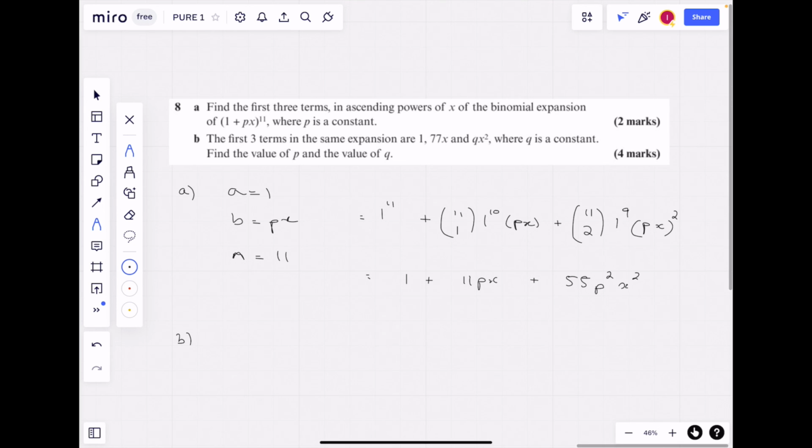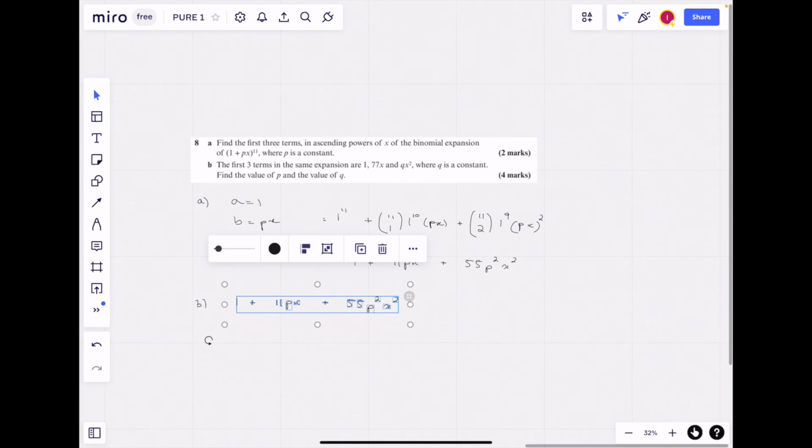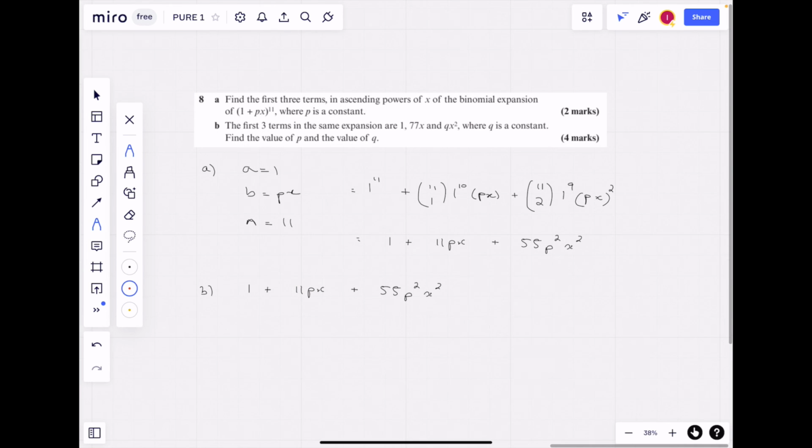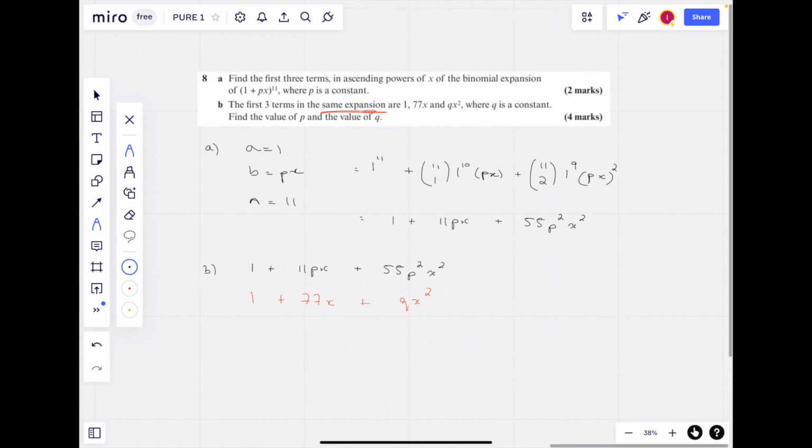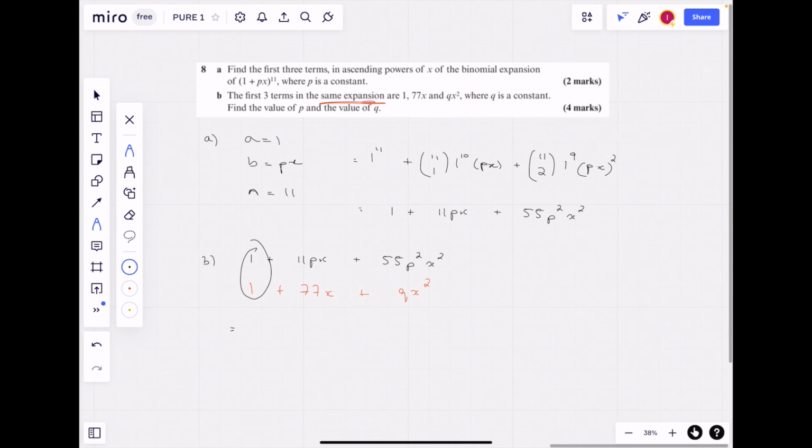Okay. They've said this is our expansion, and their expansion in part B is 1 plus 77x plus qx squared. The coefficients are the same because it's the same expansion. So 1 equals 1. 77 equals 11p. And 55p squared equals q.